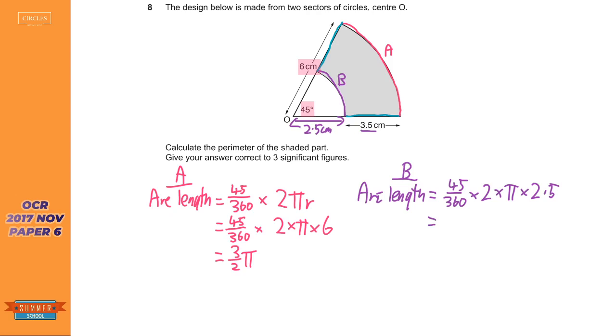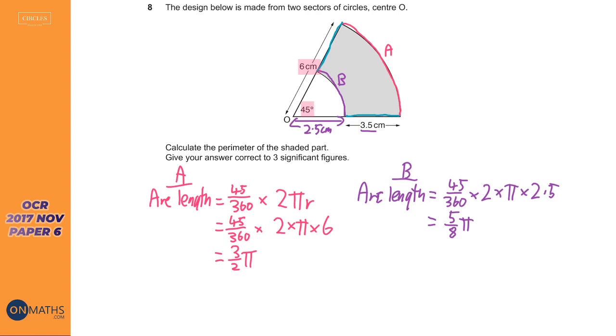Okay, so I get my calculator again. 45 over 360 times 2 times pi times 2.5, and that gives me 5/8 pi. Now you might ask, why am I leaving these in terms of pi? Well, I know that I'm going to do calculation with them later. So if I wrote out the decimal, I'd have to round it at this point, and then my answer might be off because I've rounded it earlier, if that makes sense. If you are going to write down the decimal, then try and do it to 4 decimal places in your working out so that you don't get any rounding errors.